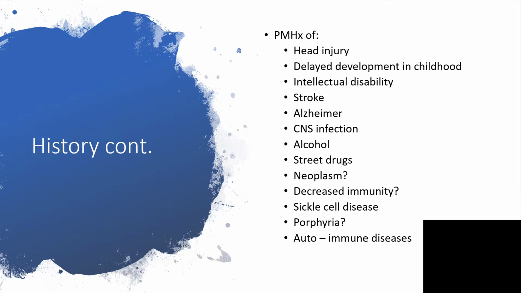meningitis, encephalitis, CNS abscess, alcohol withdrawal, street drugs like cocaine, neoplasm, primary brain tumor, or secondary metastatic tumor, decreased immunity, sickle cell disease, porphyria, and of course autoimmune diseases. We'll ask about all these possible conditions in the affected individual with seizure disorder before us today.